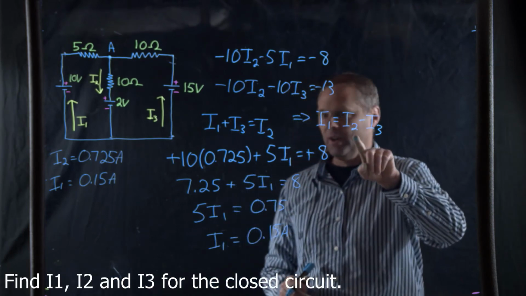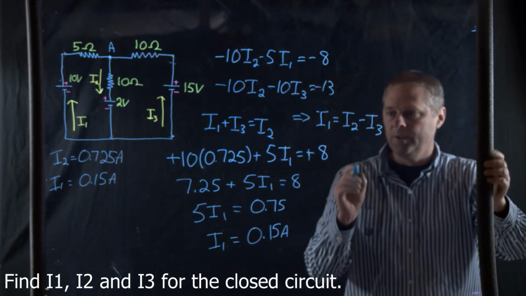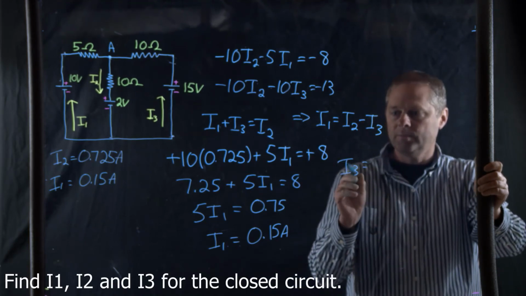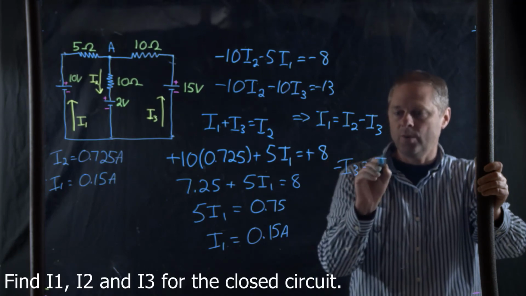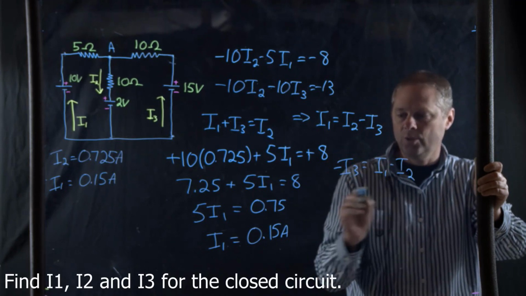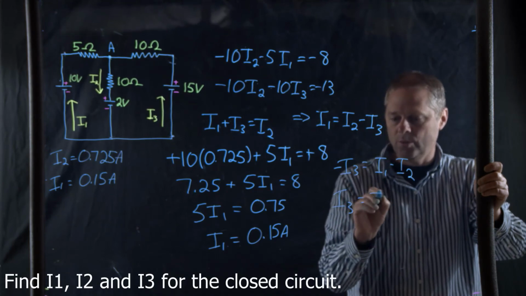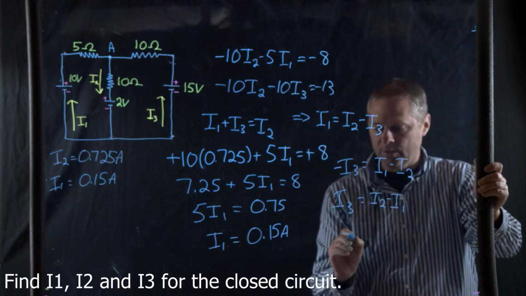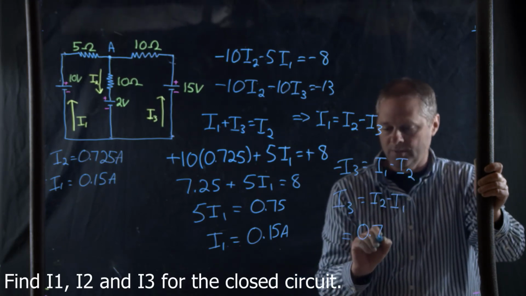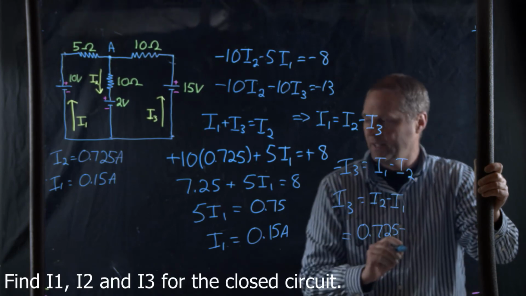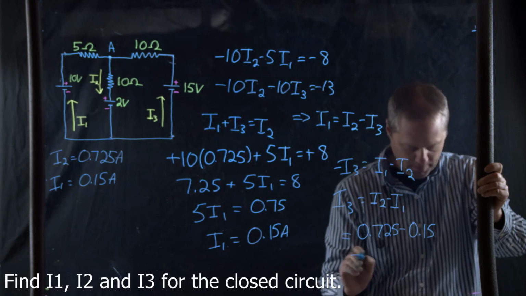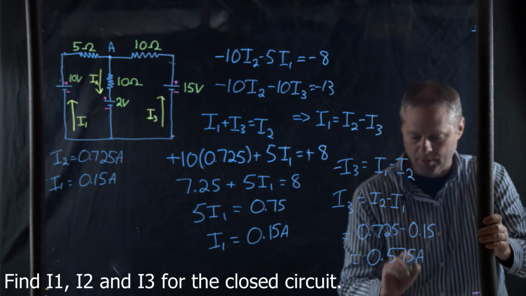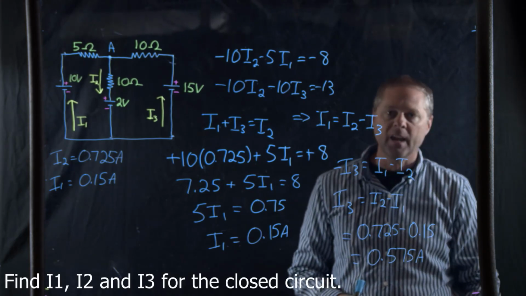We can use this equation right here and solve for I3. I3 is equal to I2 minus I1. Therefore this is equal to 0.725 minus 0.15, which is equal to 0.575 amperes. Just remember, the current can't be negative. We can't have a negative current, all right?